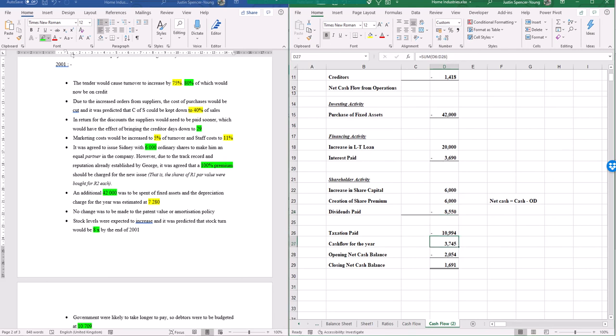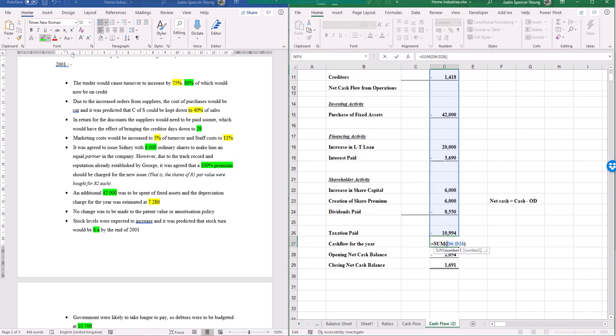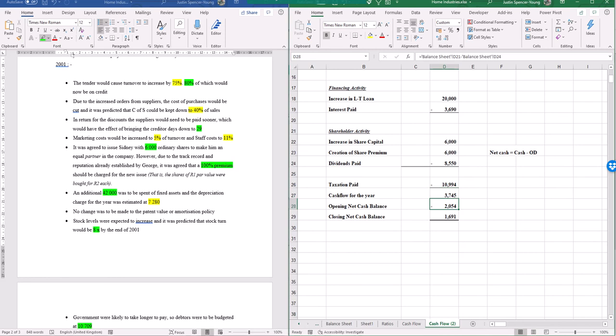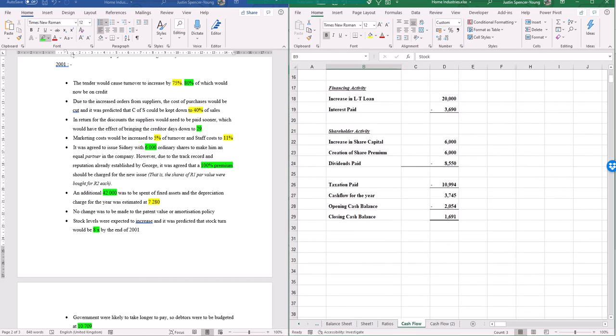All right, so now this number here is going to be the sum of everything here. Make sure you have your signs in, so you just sum it up. It will do the calculation for you. All right, that gets us to the net position. Now, what's the opening position? Notice that this opening position is cash minus overdraft. That's what that is telling us, D21 minus D24. Let's go and have a look. There's D21 minus D24. We're getting the net position there as our opening cash.